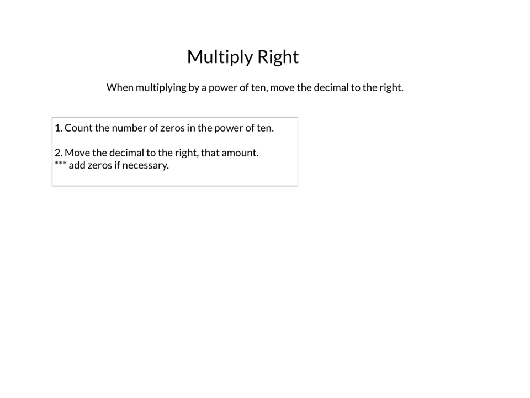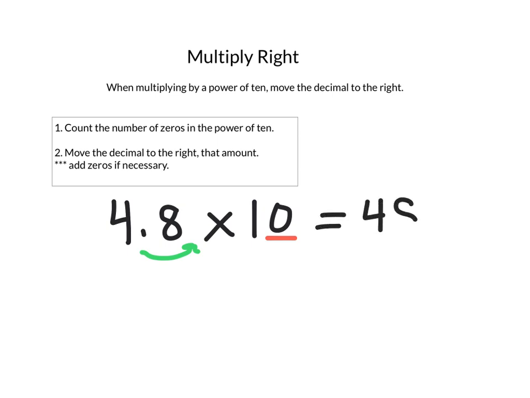Okay, let's look at an example. If we have 4.8 times 10. First, I have 1 zero in 10, so that means I'm going to move my decimal one place to the right. So here's my decimal, I move it one place to the right, so my answer then ends up being 48. My number got larger. That's a good thing.